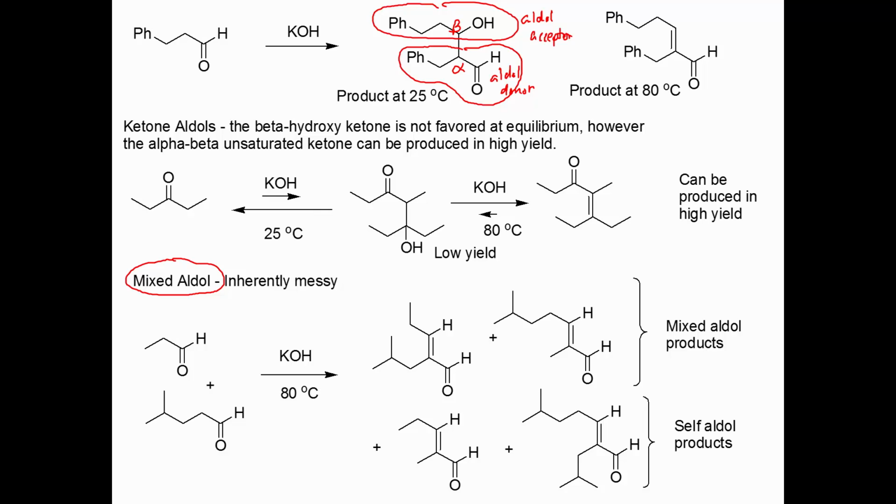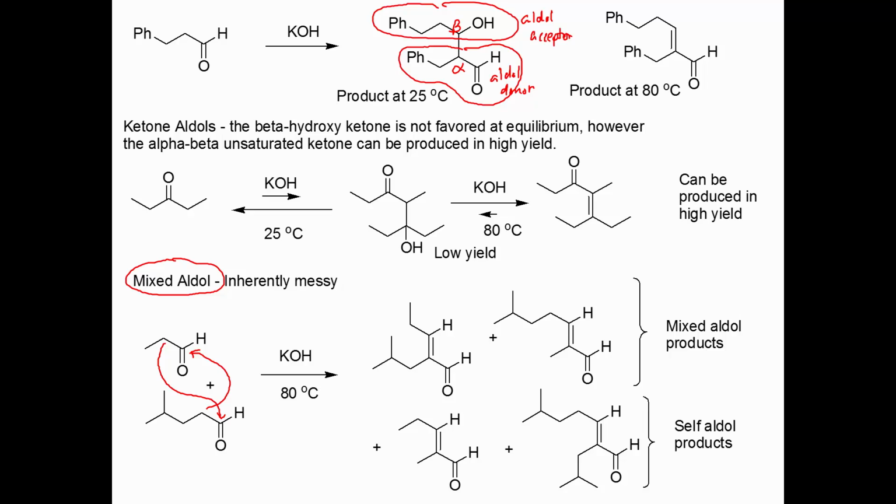We can have this alpha carbon making contact with that carbonyl after this is deprotonated. After this is deprotonated, that could make contact with that carbonyl, and this leads to two different mixed aldol products right here. But if these are in here together, there's nothing to stop one of these from combining with itself. So not only do you make these mixed aldol products, you also make these two self-aldol products as well.